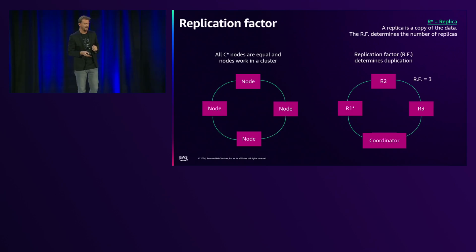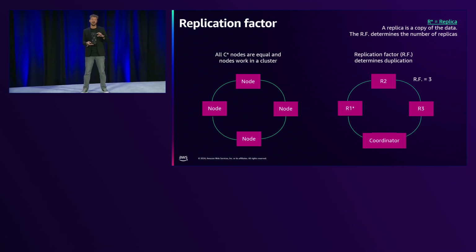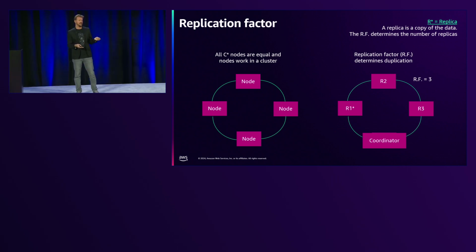So if a write comes in and it lands on any old node, that node can take on a special property of what we call a coordinator if it's not responsible for that particular partition key. So the write comes here to the coordinator. The coordinator takes that hash function, decides, okay, R1 over there, that's where this thing's primary token range is, and so should go there.